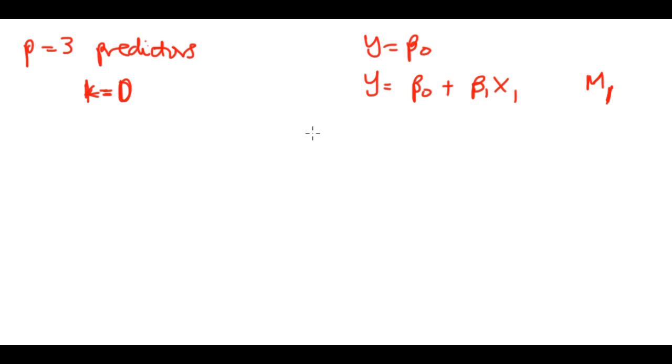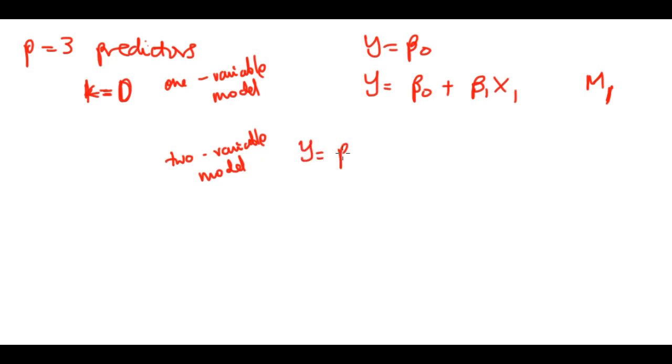So this is the one variable model. Now imagine the best 2 variable model in our case. Imagine it is this one here, the one that is x2 and x3.